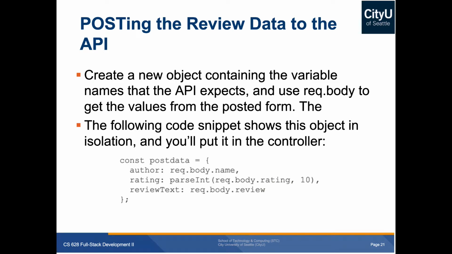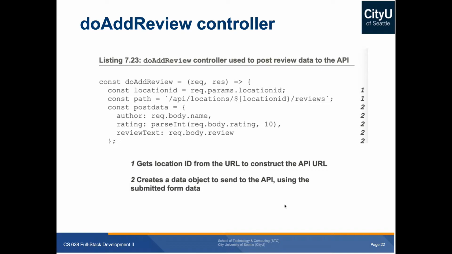So create a new object containing the variable names that the API expects, and use the request body to get the values from the posted form. So whatever values they've inputted in the form, and then when they click add review, the API server would get access to the request body name, and we can also parse the int for the rating and the review, and assign it first to a variable called post data, so we can easily use that variable, right?